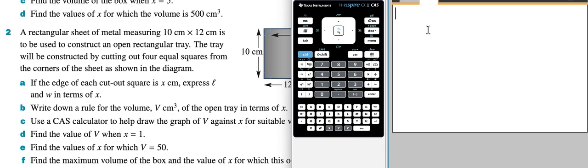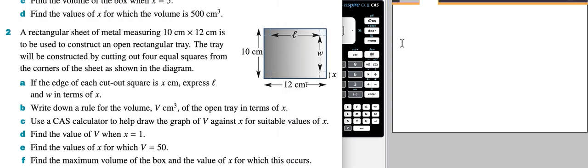So basically the first bit is from this diagram. I've got a 10 by 12 tray, or a piece of paper, a rectangle, and I'm going to cut little corners out that are X length. I don't know what length they are, but I'm just going to use that. Then I'm going to fold all the sides up to form the base of this tray. So the edge of each cutout square is X centimeters. Express L and W in terms of X.